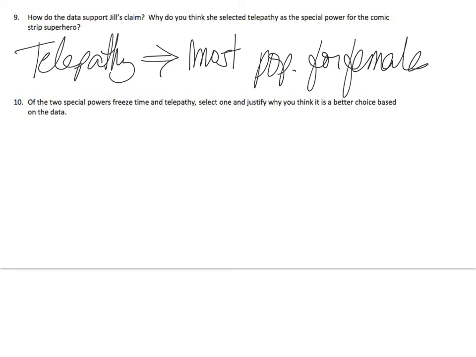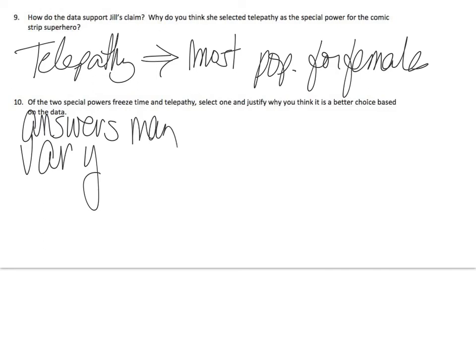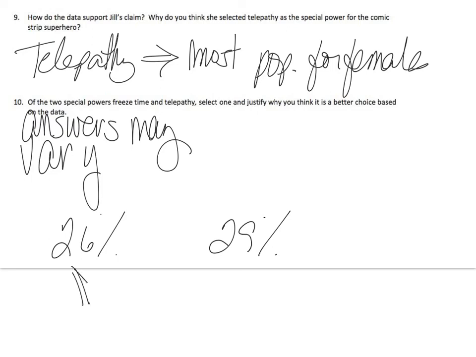Of the two special powers, freeze time and telepathy, select one and justify why you think it's a better choice based on the data. I mean, we could discuss this one till the cows came home. Answers vary. Really, we've got between 26% and 29% between telepathy and freeze time. More females selected telepathy, while more males selected freeze time, so there are lots of different reasons.